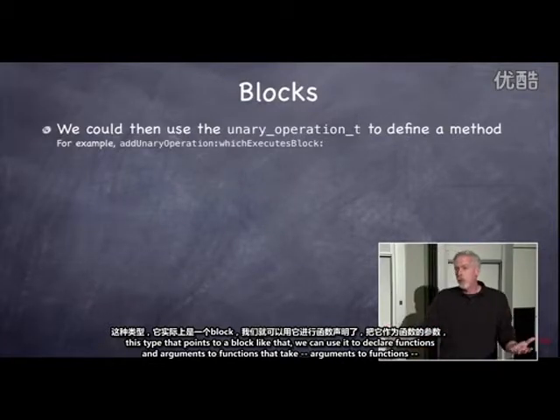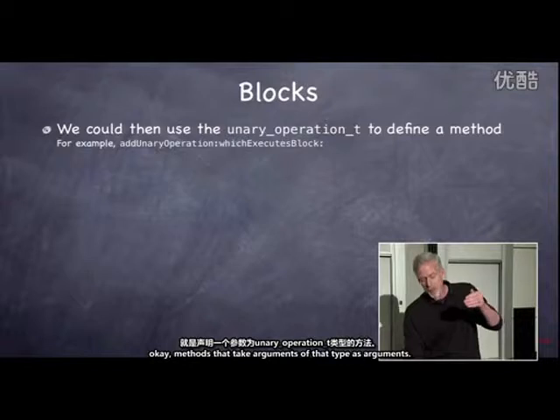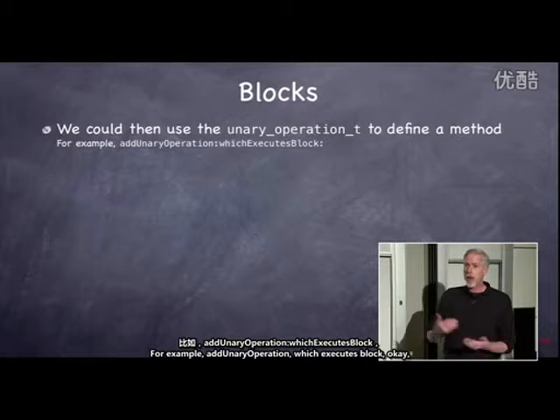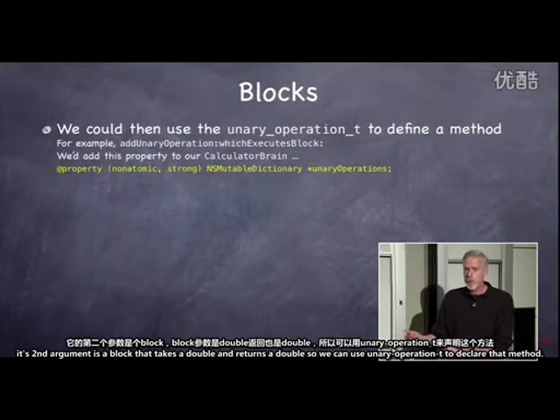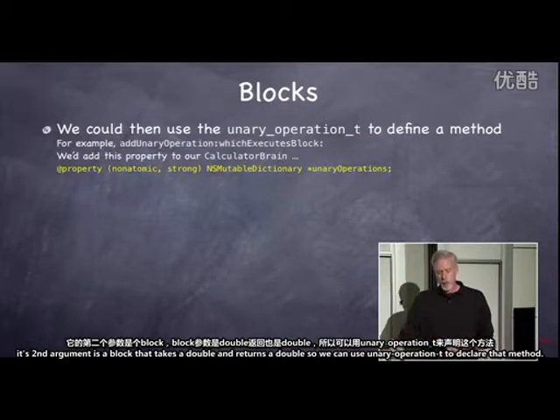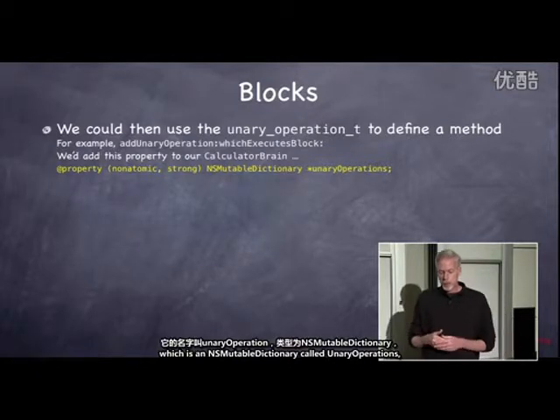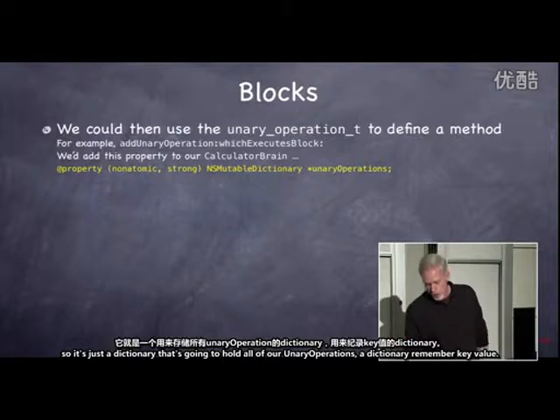Okay, but once we have unary_operation_t, this type that points to a block like that, we can use it to declare methods that take arguments of that type. For example, addUnaryOperation:whichExecutesBlock: has a second argument that is a block that takes a double and returns a double. So we could use unary_operation_t to declare that method. So here's what it would look like. First, we're going to add a property to our calculator brain, which is an NSMutableDictionary called unaryOperations. It's just a dictionary that's going to hold all of our unary operations.